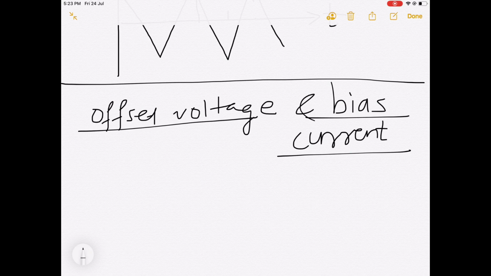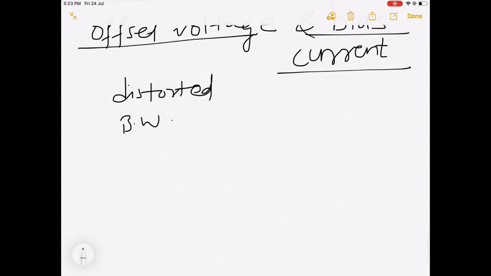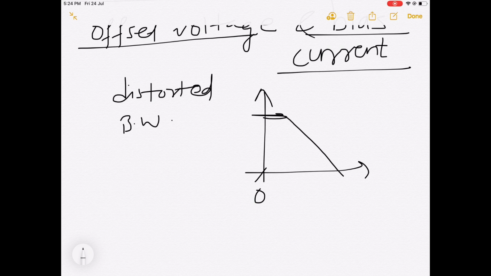Okay. So, because of that, first, the output is distorted, and second, the bandwidth is very small, because as frequency increases your gain decreases. At this 0 frequency your gain is very high, right, and as frequency increases your gain decreases suddenly, right. So, this much bandwidth you are getting, which is not applicable.